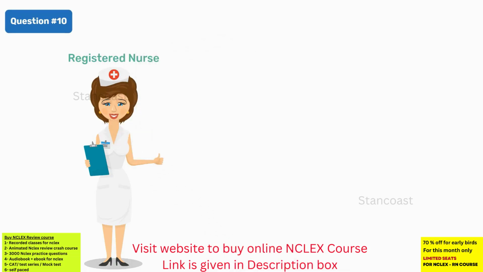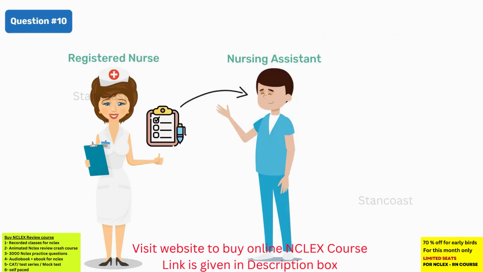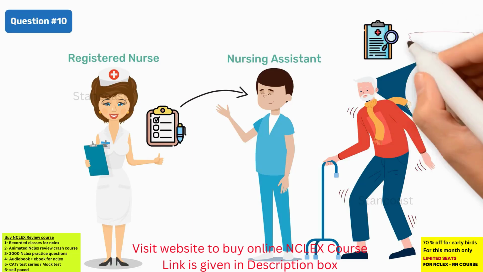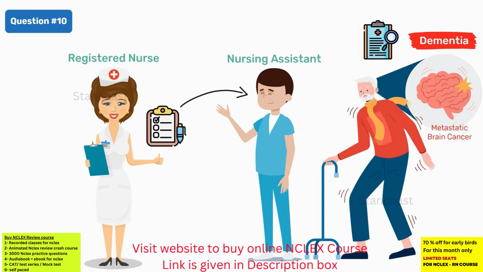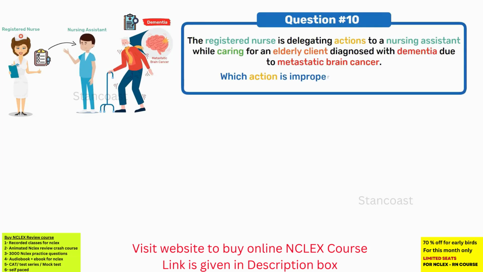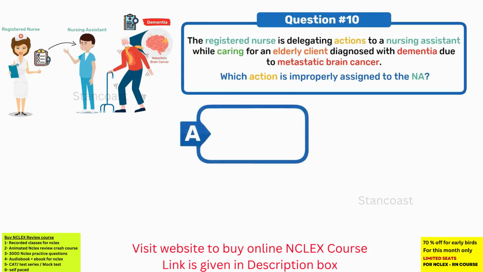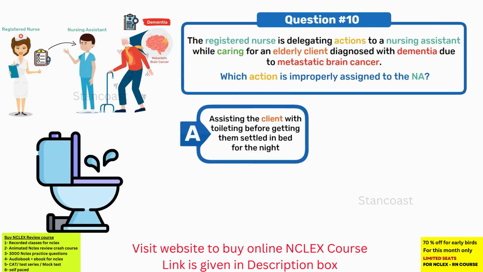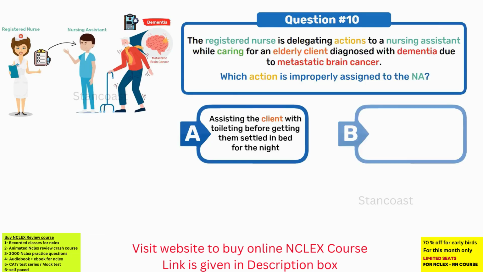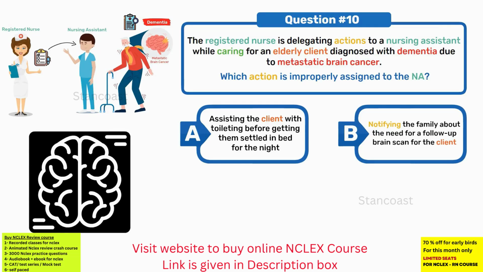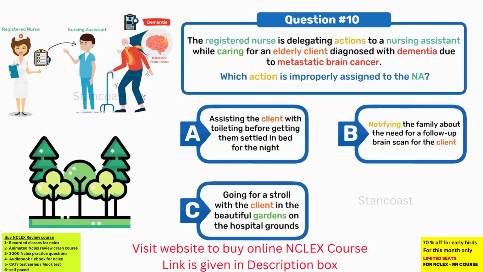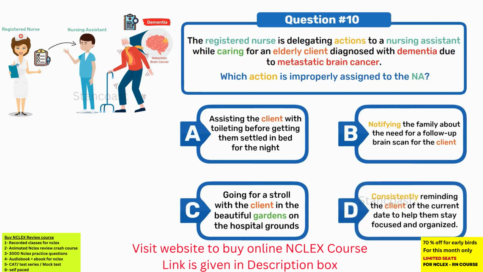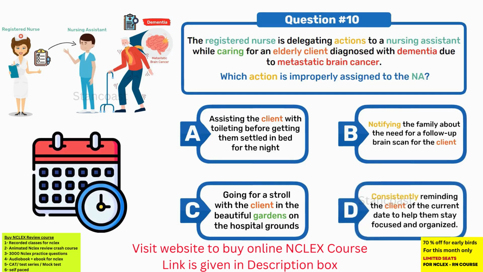The registered nurse is delegating actions to a nursing assistant while caring for an elderly client diagnosed with dementia due to metastatic brain cancer. Which action is improperly assigned to the NA? A. Assisting the client with toileting before getting them settled in bed for the night. B. Notifying the family about the need for a follow-up brain scan for the client. C. Going for a stroll with the client in the beautiful gardens on the hospital grounds. D. Consistently reminding the client of the current date to help them stay focused and organized.